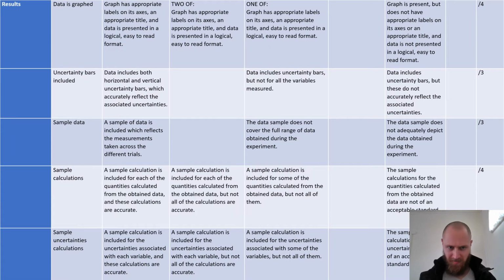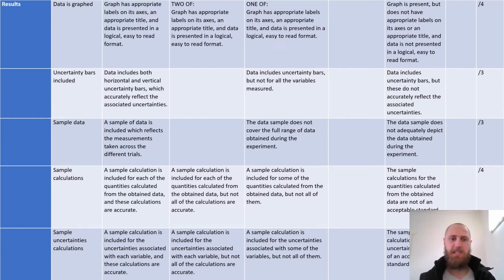Your results. You need to be creating a graph of your data. It needs to have labels on its axis. It needs to have an appropriate title, and it needs to be presented in a way that is easy to read. That last point is basically a free point if you're making a decent enough graph. I just don't like it when people make graphs that don't look good in a basic functional sense. So just as long as your graph is like a graph, really a decent enough one, you'll get that last point about logical, easy to read. It's basically a free point.